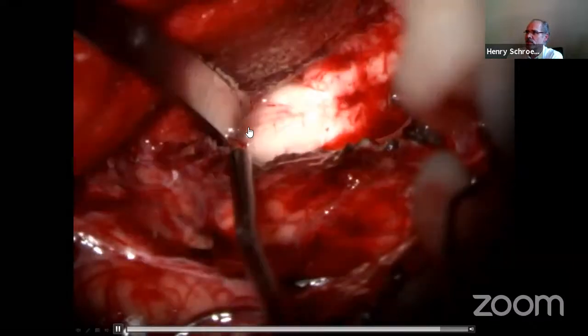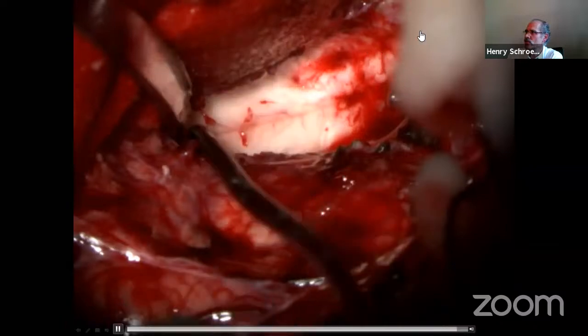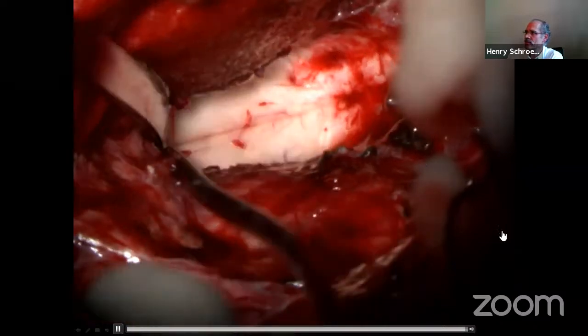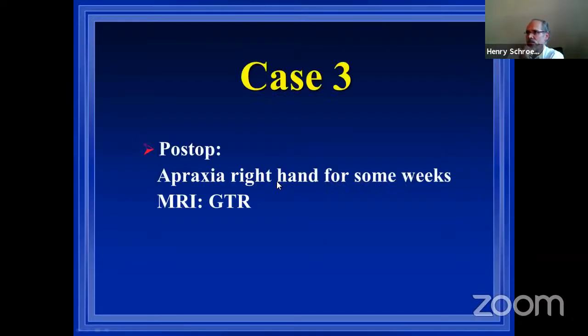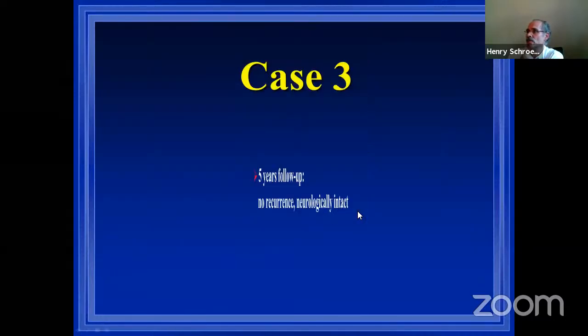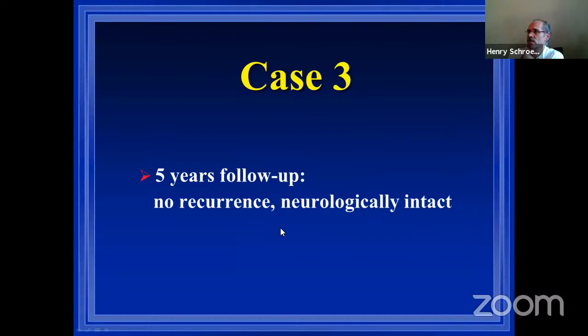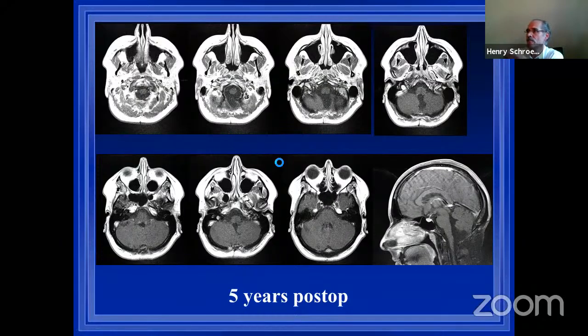After the surgery, you see the colliculus is free, but here was a long adhesion on both sides. After surgery, she had apraxia of the right hand. MRI shows gross total resection. This is 14 months after it. And then we saw her 5 years later. She was still fully employed, neurologically intact. And so far, she has no recurrence, no radiation, no chemotherapy.